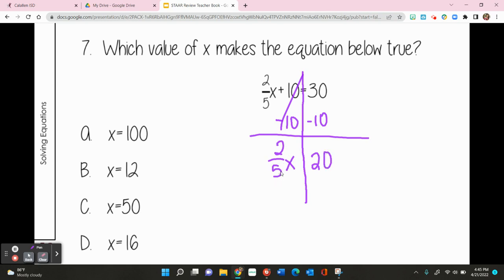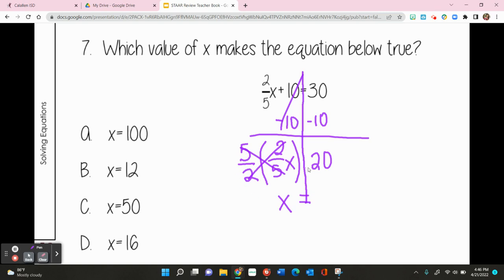So now if you look at the coefficient in front of x, you have a fraction of 2/5. So in order to get a single value of x, we want to actually go ahead and multiply this by the reciprocal. So remember that a reciprocal is basically flipping the numerator and denominator in a fraction. So the reciprocal for 2 over 5 will be 5 over 2. And when we multiply by the reciprocal, your fraction cancels out and you're left with x equals.